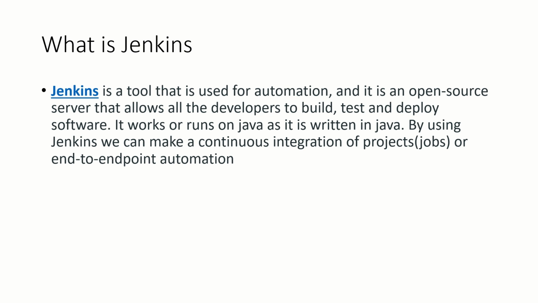Jenkins is an open source server that allows all the developers to build, test, and deploy softwares. It works on Java as it is written in Java. So when you're going to install Jenkins, it will ask for the Java. By using Jenkins, we can make a continuous integration of project. We can design each step of our pipeline using Jenkins.